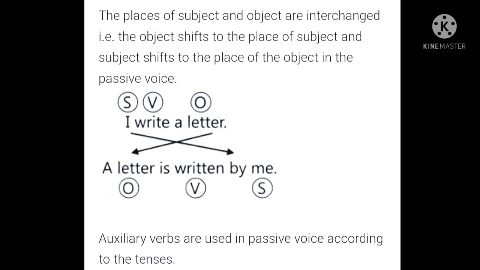In the two sentences as given, I write a letter, you can see the subject pattern S plus V plus O. I is the subject, write is the verb, and letter is the object of the sentence. Whereas in the second sentence, a letter is written by me, the structure is O plus V plus S, object plus verb plus subject. Here the subject is the receiver of the action. So it is written as a letter is written by me. Remember, auxiliary verbs are used in passive voice according to the tenses.